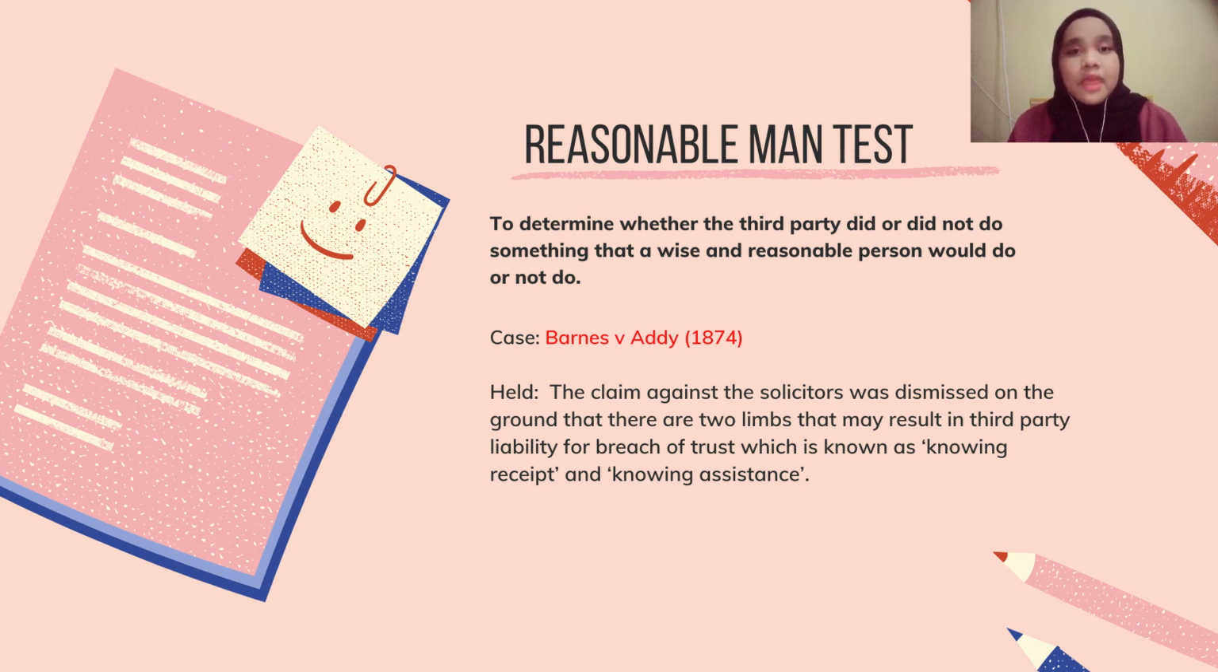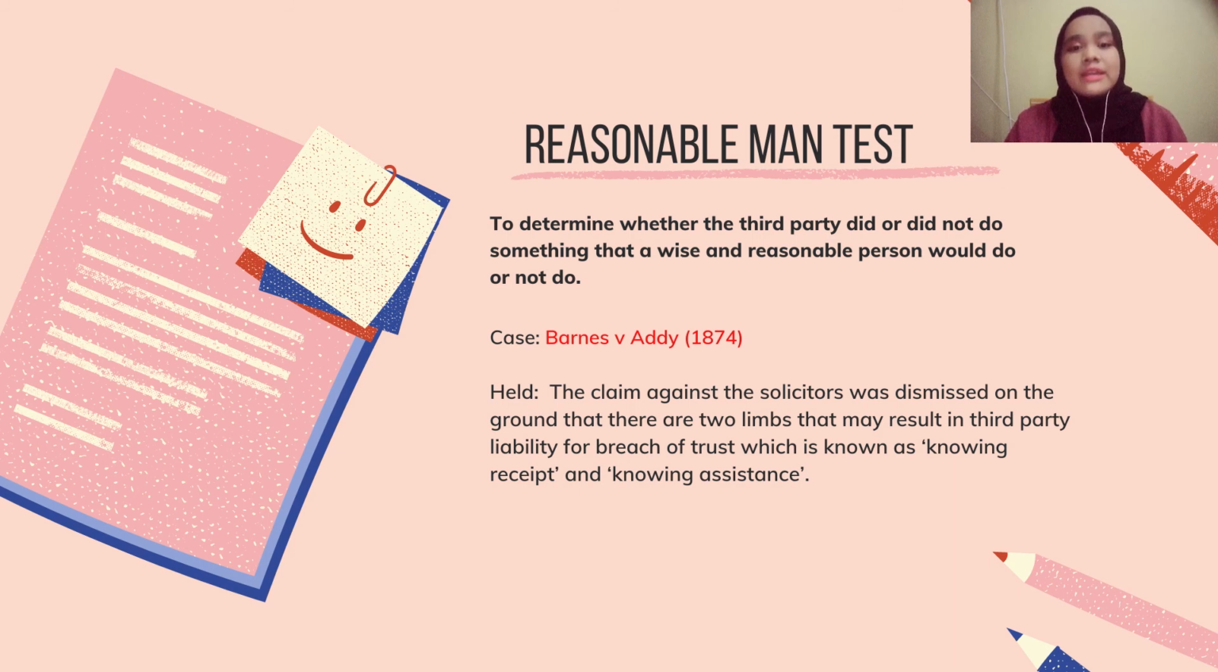Therefore, an improvement can be made to strengthen the law of CBT in order to answer the issue pertaining to dishonesty. Firstly, the court should apply a reasonable man test. This test determines whether the third party did or did not do something that a wise and reasonable person would do or not do. Moreover, it is a fairly common principle which inquires into how an ordinary person would have acted under the circumstances presented at the time of the alleged offences.